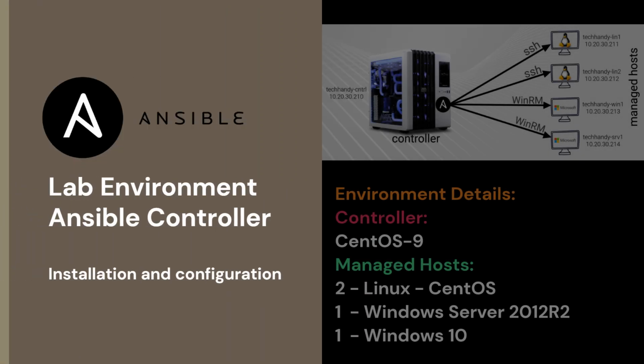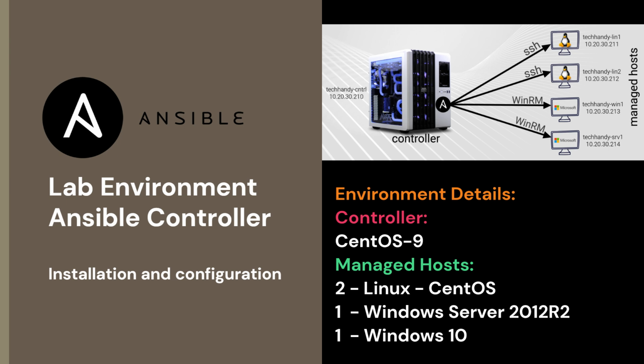In this lab setup, I am going to install Ansible on CentOS 9, which will be our controller node. Then we set up 2 Linux managed hosts, and finally we will configure WinRM on Windows Server 2012 R2 and Windows 10. We will end our video with a test connection between the Ansible controller and managed hosts using a simple playbook.